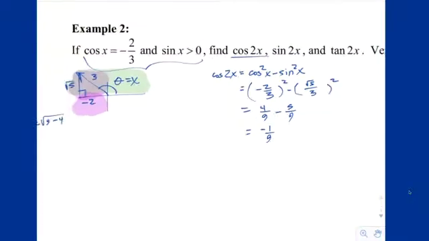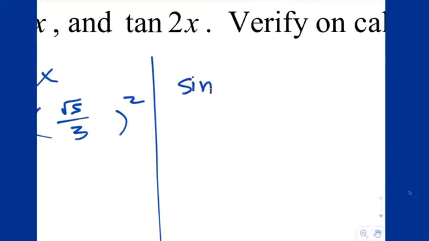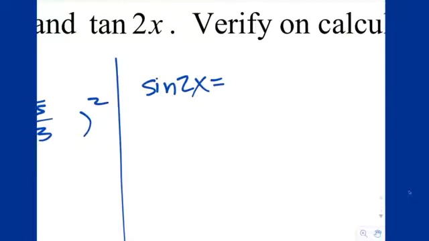So kind of neat. We don't really know much about angle x, but we're still able to find the trig ratios for it because we can express it in terms of single x. Similarly with sine of 2x, if I could express it in terms of single x's, that'd be fantastic. What is it equal to? 2 sine x cosine x.